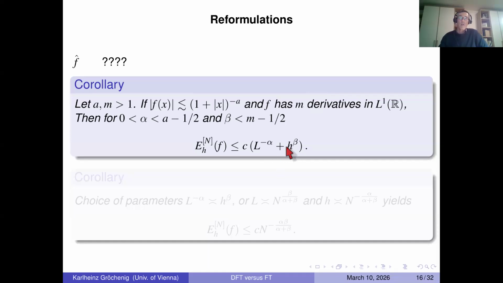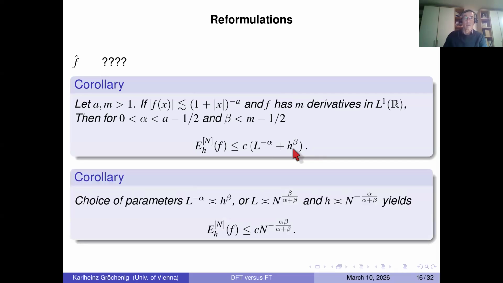So what you notice is I have three parameters, H, L, and N, and here occur two parameters that you could choose, say, almost independently via N. And what you would like to do is choose these two contributions to the error. They come from the two periodizations in time and in frequency. You want to choose them to contribute equally to the error. So you choose the parameters so that they are of, say, same magnitude.